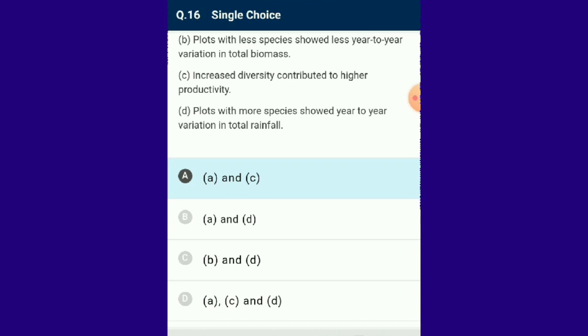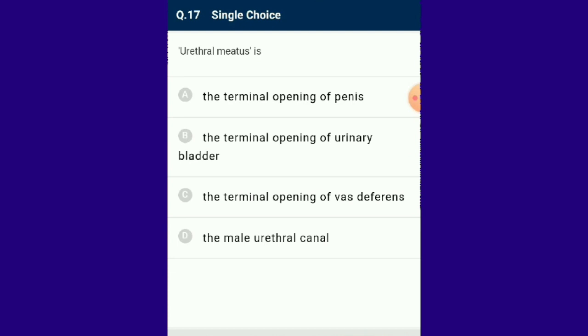From the given 4 statements, A and C are the long-term ecosystem experiment using outdoor plots by David Tilman. A is plots with more species showed less year-to-year variation in total biomass. C is increased diversity contributed to higher productivity. So those statements are the correct option. Question number 17. Urethral mitosis.